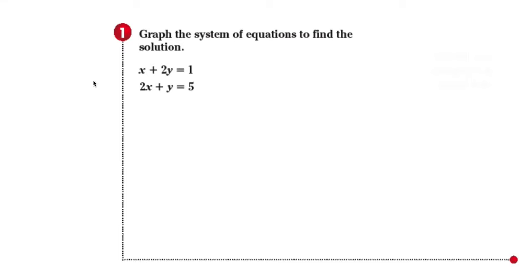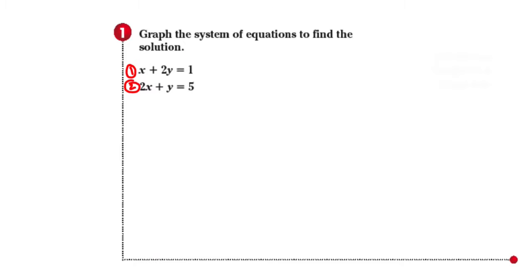Graph the system of equations to find the solution. I always advise you, when you are solving these types of problems, number your equations. Make this equation 1 and make this equation 2. So you know right away that you're dealing with systems of equations, and you won't be confused with any of those equations. So x plus 2y equals 1 and 2x plus y equals 5.